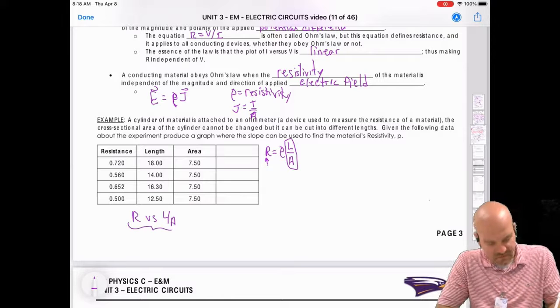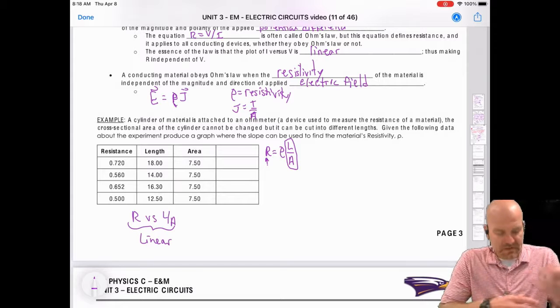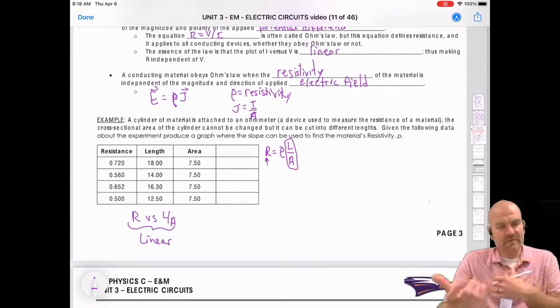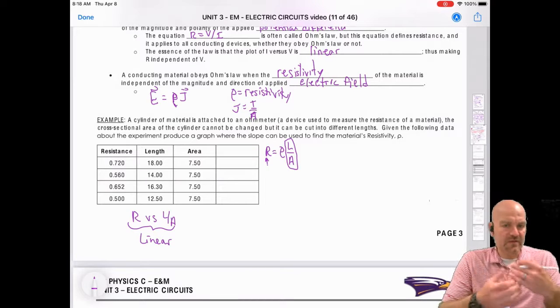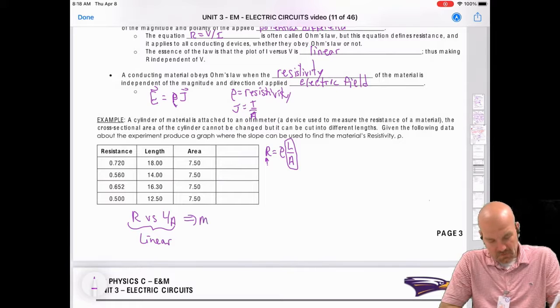If I plot this, this will produce a linear graph. If I did it just like length versus area, right? And then you've got other factors of the other one running around it. But if I want to produce a line, I would do R versus L over A, where the slope is now the resistivity, right?